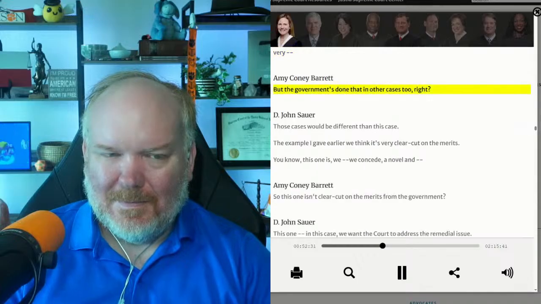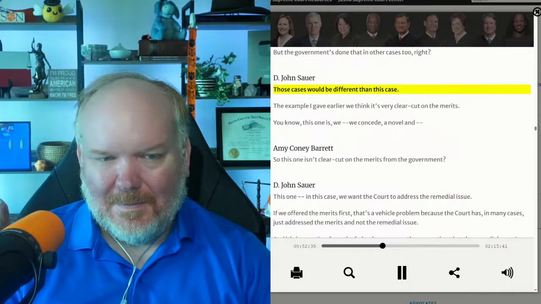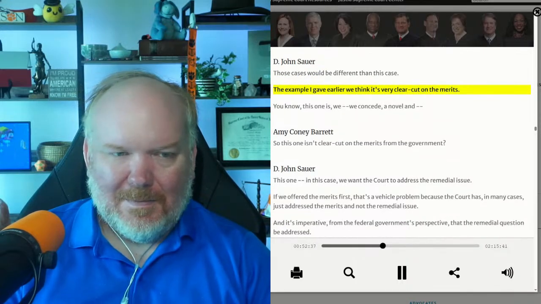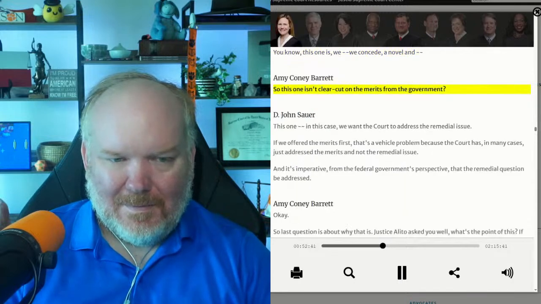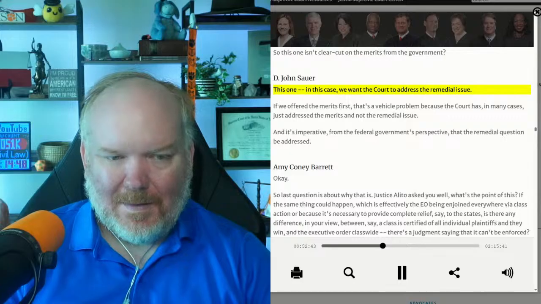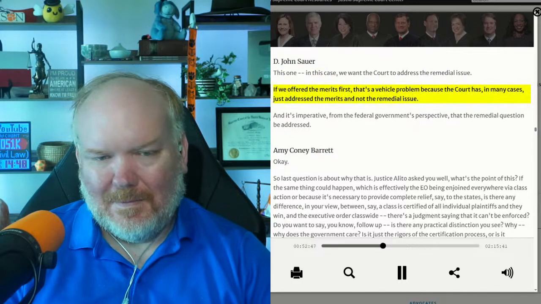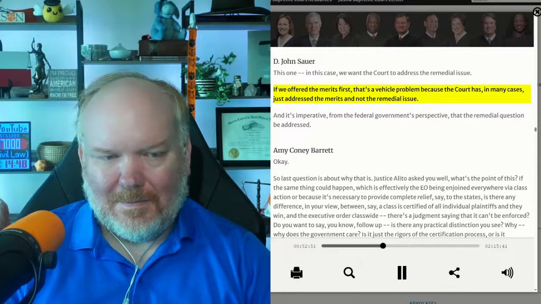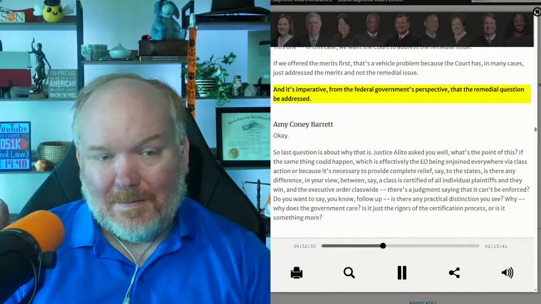But the government's done that in other cases too, right? Those cases would be different. In the example I gave earlier, we think it's very clear cut on the merits. This one, we concede, is a novel and sensitive question. So this one isn't clear cut on the merits? In this case, we want the court to address the remedial issue. If we offered the merits first, that's a vehicle problem because the court has, in many cases, just addressed the merits and not the remedial issue. And it's imperative from the federal government's perspective that the remedial question be addressed.